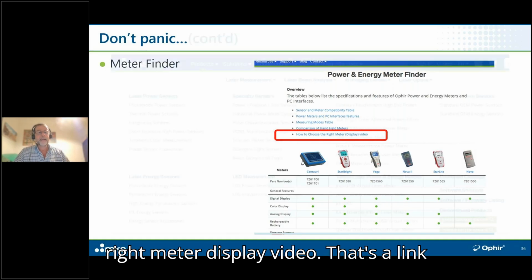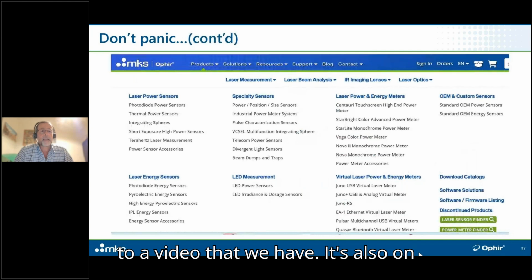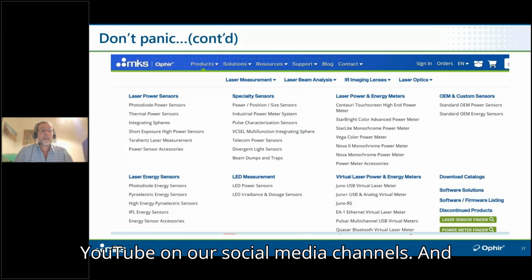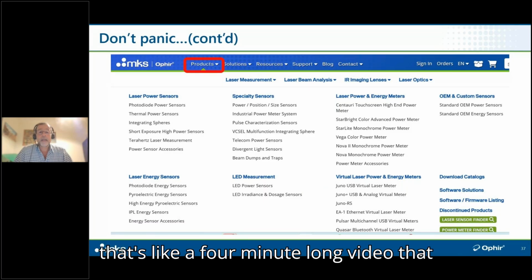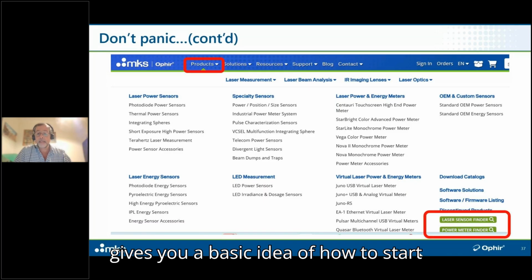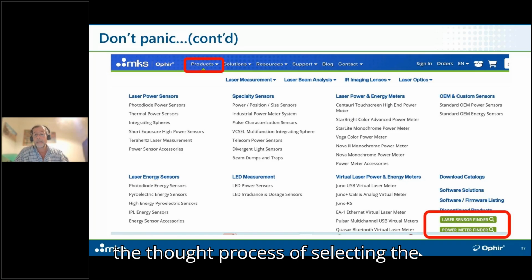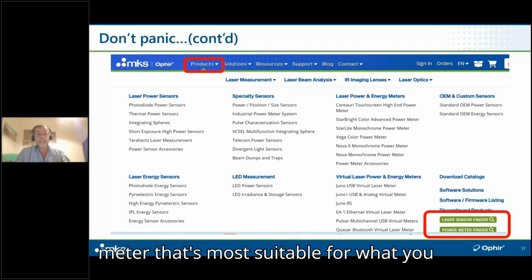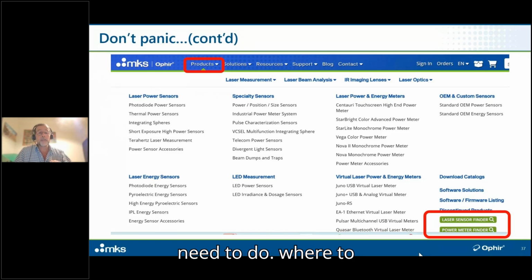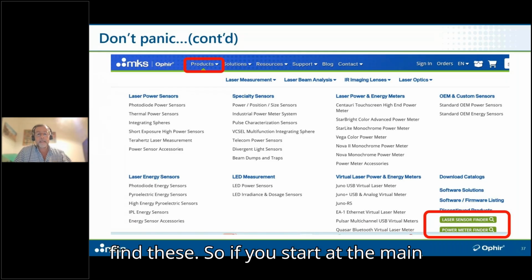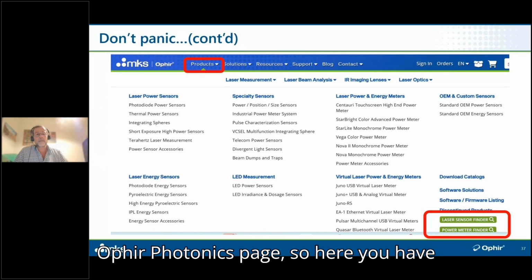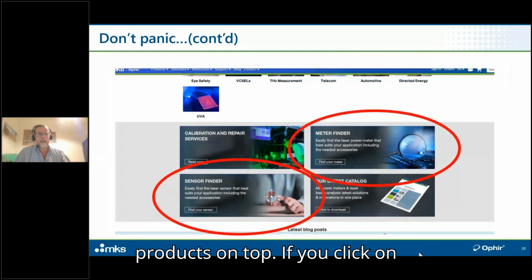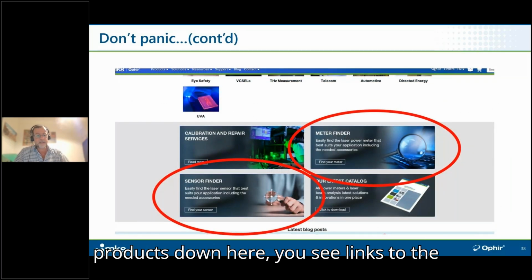Where to find these: if you start at the main Ophir Photonics page, here you have products on top. If you click on products, down here you see links to the laser sensor finder and the power meter finder. A different way to get to those, from the same main page, is to scroll down about halfway or two-thirds of the way down, where you'll see these big banners that are also links to the sensor finder and meter finder.